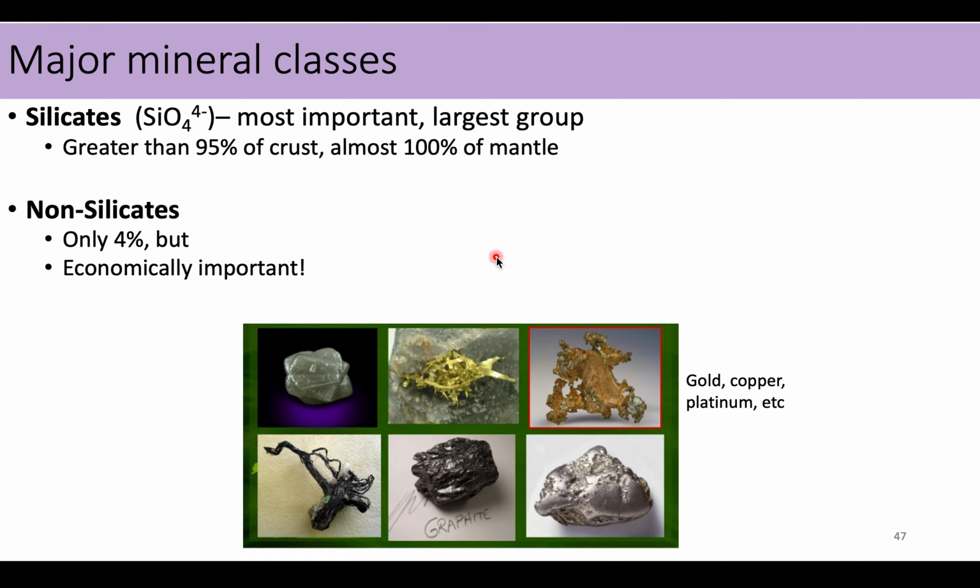Silicates make up most of our minerals. They're the largest group, the most important. More than 95% of our crust is made of silicate minerals, and almost 100% of mantle material is silicates. Non-silicates only make up about 4%, but they are economically very important. Some of the minerals that are used in our economies, in our societies, are non-silicates.